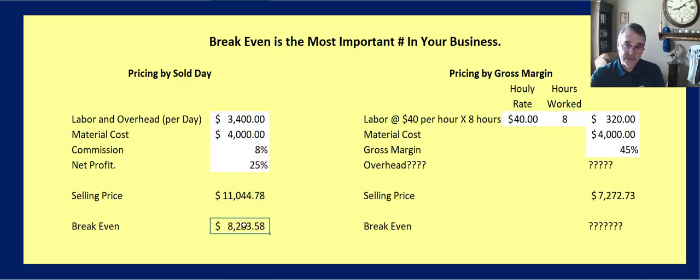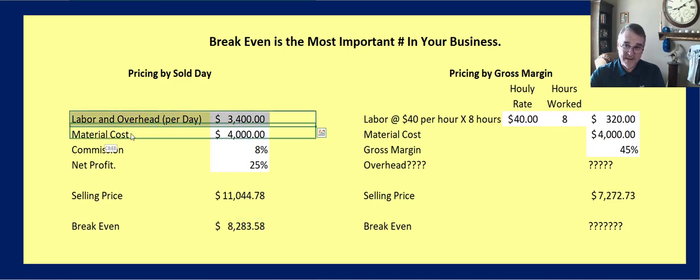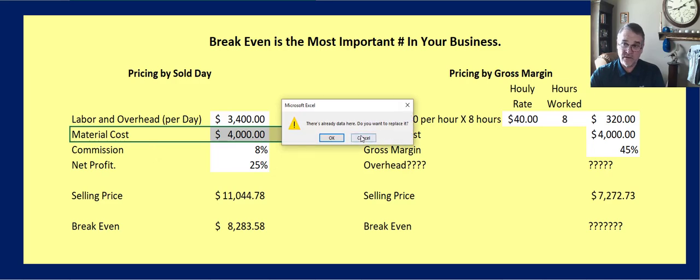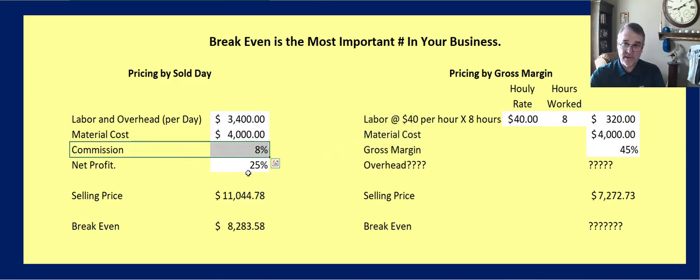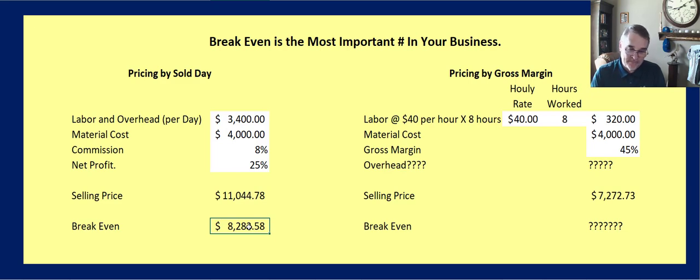So I can sell this number. I can cover all of my overhead, all of my material cost, even pay a commission of 8%, and I'm covering all my costs. I'm not making any money, but I'm covering my costs. It is important to understand that a zero profit day is much better than a $0 day.